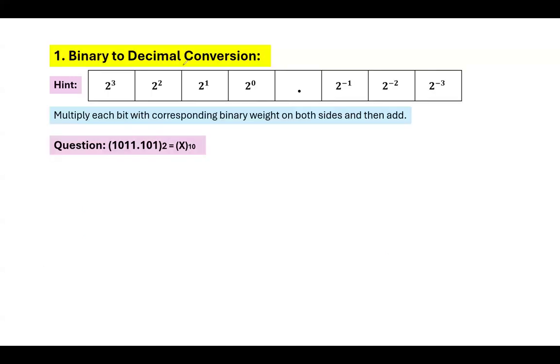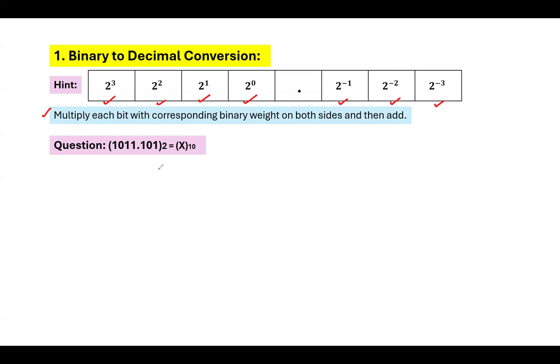Okay. Here the first one is binary to decimal conversion. To do this conversion, let us consider the binary weights for the integer part starting from 2 power 0, 2 power 1, 2 power 2 and 2 power 3. For the fractional part, 2 power minus 1, 2 power minus 2, 2 power minus 3. To do the conversion from binary to decimal, we should multiply each bit in the given number with the corresponding binary weight on both sides and then add.